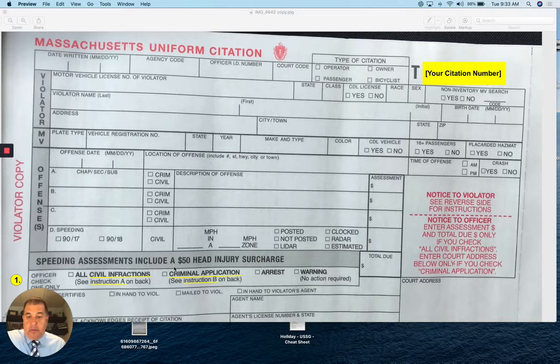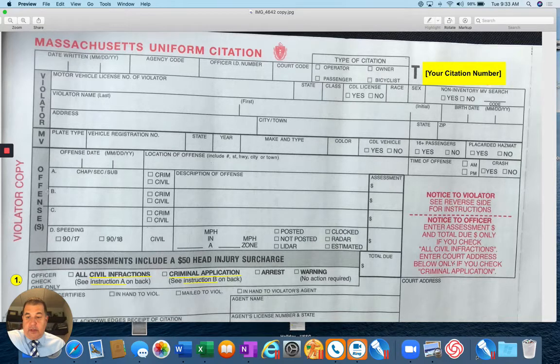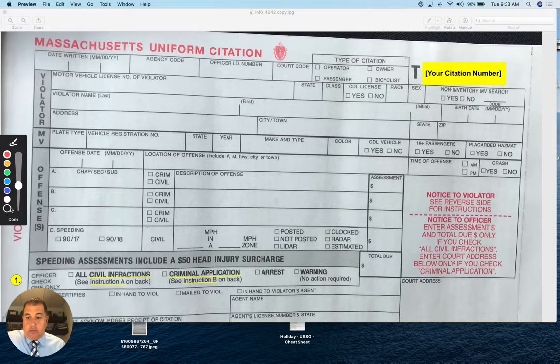All right, so for today, what we're going to be talking about is the appealing of both civil infractions, which are right here, as well as appealing criminal applications. Now, first thing I want to talk about is why do you do this? In the case of a criminal application, it means you committed some criminal traffic driving offense.